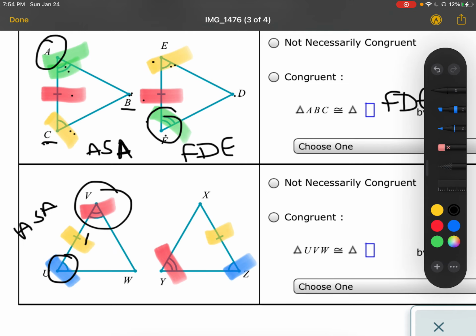Anyway, so I have over here this blue angle, right? And then I have this side, and then I have this angle. So they're not in the same order as this one. So this is not congruent. Additionally, you can't just say, because I know someone's going to be like, well, there's a side, there's an angle, and then another angle, and then another side. It has to be directly next to each other.